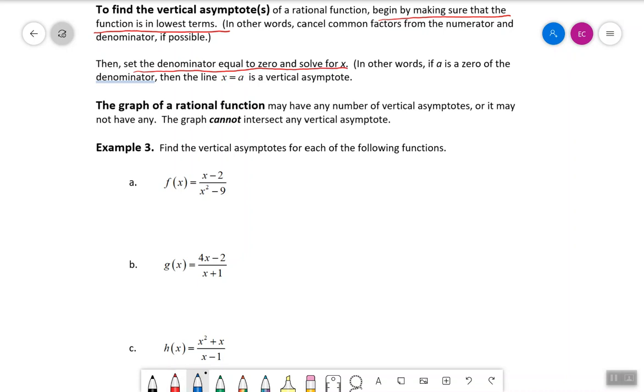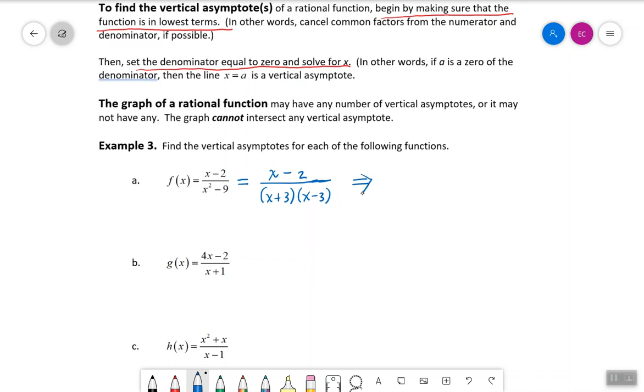Okay, so let's give that a shot. In example 3a, we have x minus 2 over x squared minus 9. This is in lowest terms, but maybe it's a good habit to factor anyway. If we're able to factor the denominator, then let's just go ahead and do it. And we see that there is no common factor in the numerator and denominator. So that means there's no factor to cancel. That means we're in lowest terms.